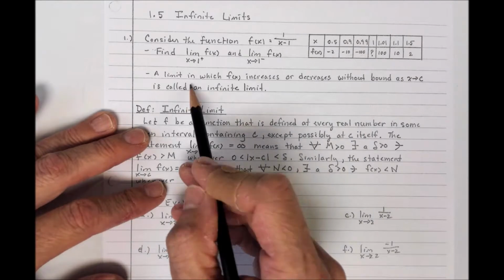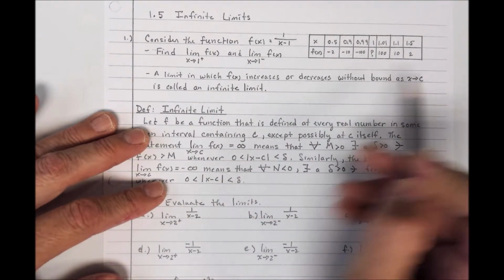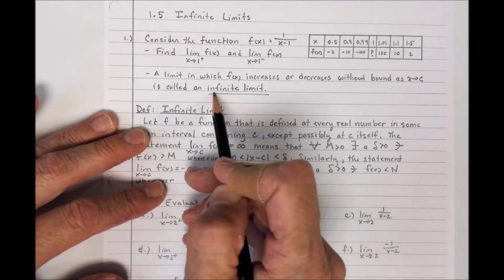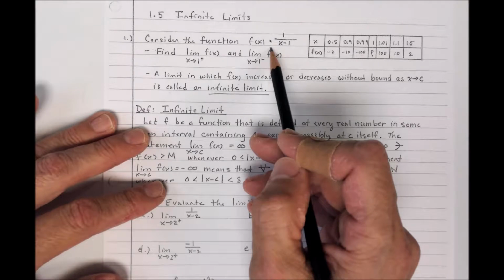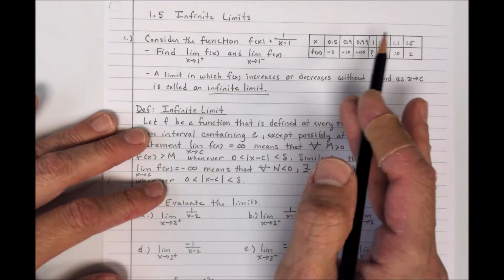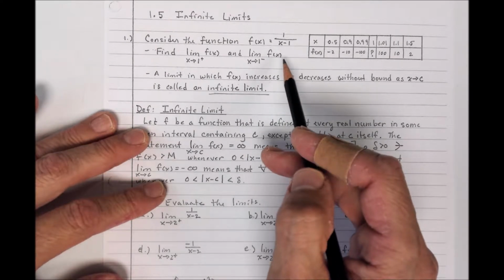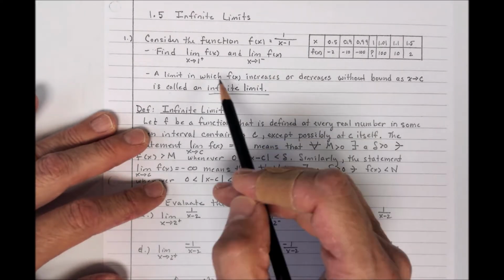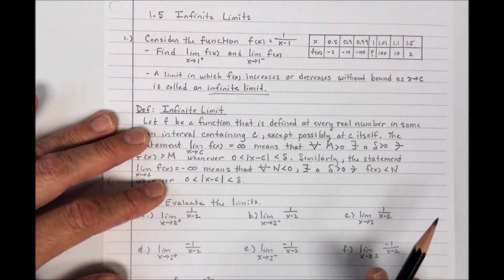So a limit in which f of x increases or decreases without bound as x approaches c is called an infinite limit. Now in this case, the limit as x approaches 1, not from the right, not from the left, but as x approaches 1, we don't say that that's an infinite limit. We just say that it doesn't exist because from the right, it was going to positive infinity, and from the left, it was going to negative infinity. We'll talk about that in a second.